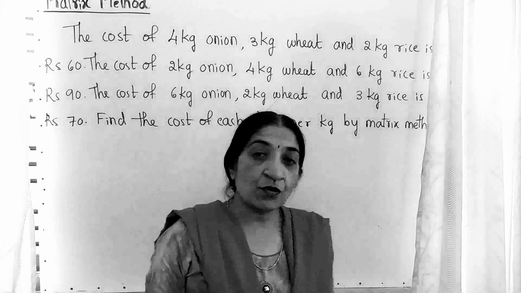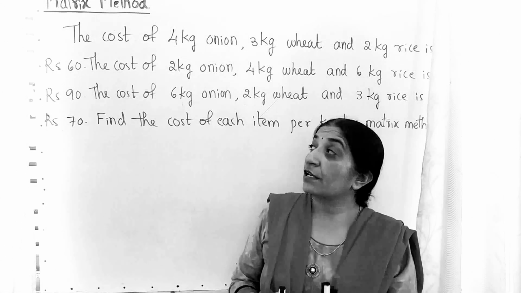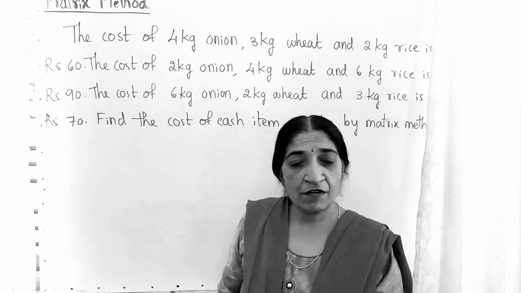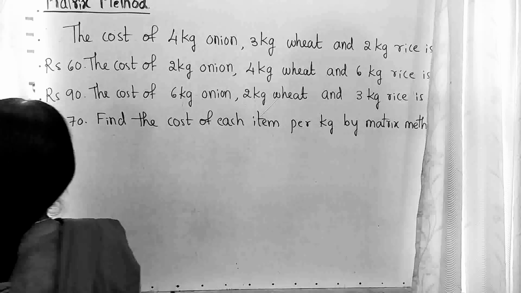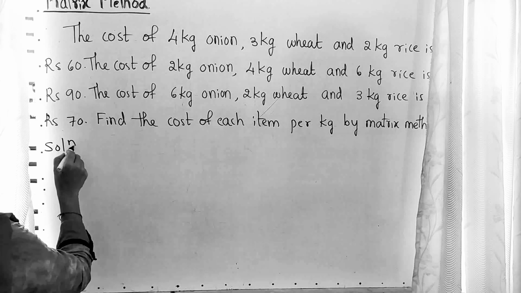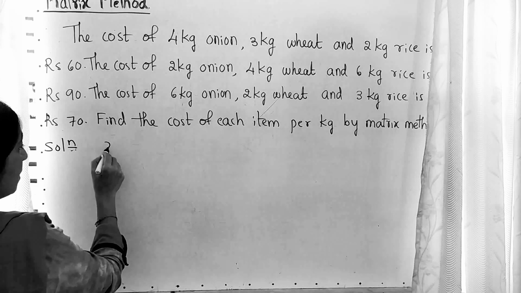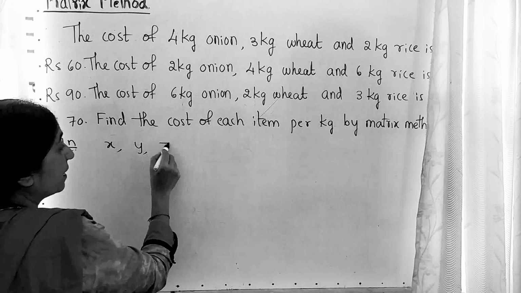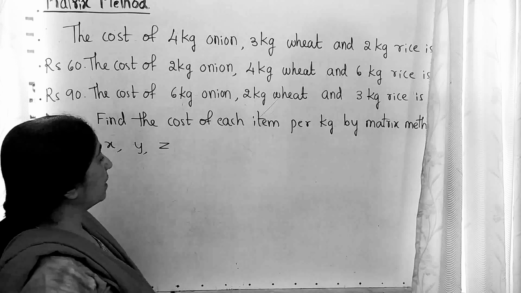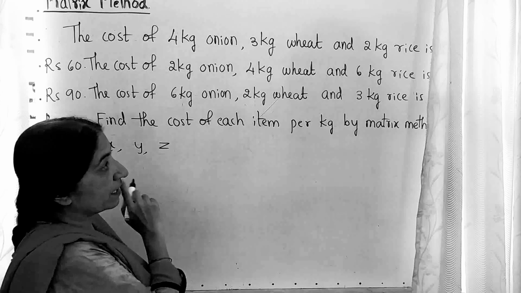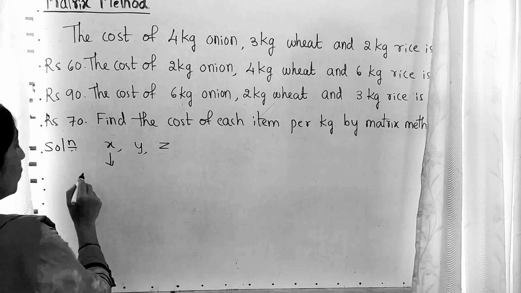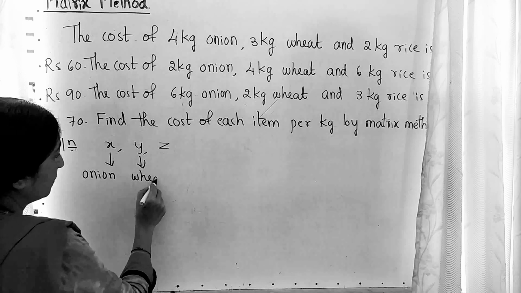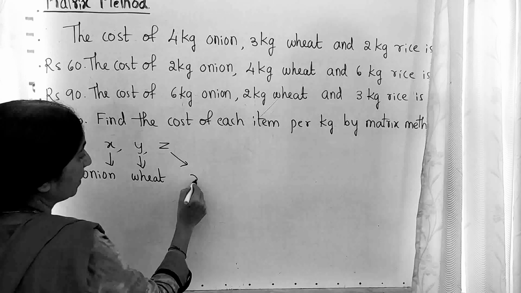So students, if you read the question slowly, you will understand what is given. That means half of the concept, half of the solution is given in the problem itself. See here, let us take X represents the onion, Y represents the wheat and Z represents the rice. X, Y, Z respectively they represent. So X represents what? Onion. Y represents what? Wheat. And Z represents rice.